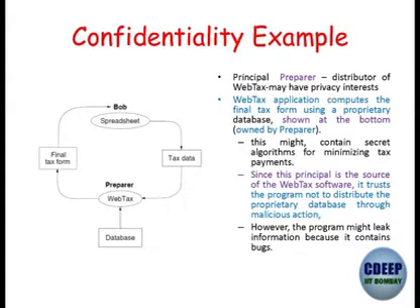What does that mean? Here you have Bob. I want to compute the tax of a person using a cloud service. Bob submits his spreadsheet and sends the tax data to the preparer. The preparer prepares the tax and sends it back to Bob so that he can submit it to the tax authorities. Now, what are the confidentiality and privacy properties that need to be satisfied here?